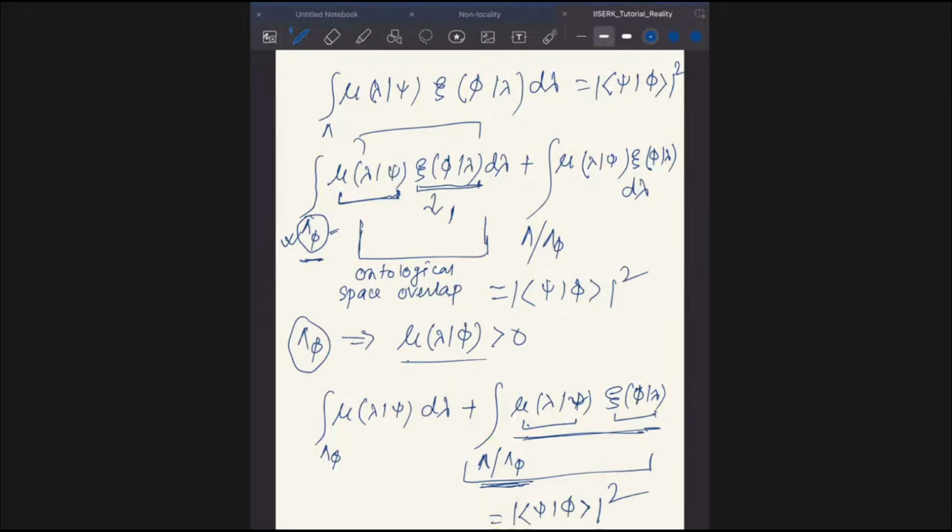I have a question. Yes. In this page only, in the second line, this integration of mu(lambda|psi) and xi(phi|lambda) d lambda. In the previous derivation, mu(lambda|psi) is greater than 0, and with that comes the condition xi(psi|lambda) equal to 1. But here it is not psi, it is phi. Yes, this question is expected. I was thinking why you were not asking this one. If you are understanding this, this question should come to your mind.